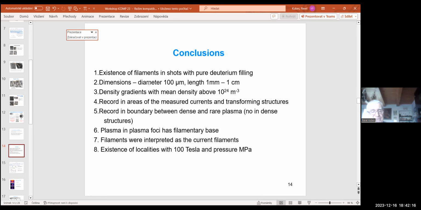Dimensions: filament diameter in the order of 100 microns with length 1 millimeter to 1 centimeter. The density gradients are between 10^24 and 10^25 per cubic meter. They are registered in areas of the measured currents or transforming structures. They are recorded also in the boundary between dense and rare plasma.